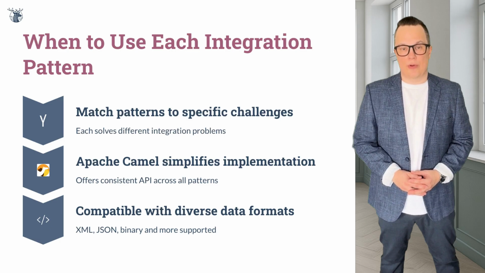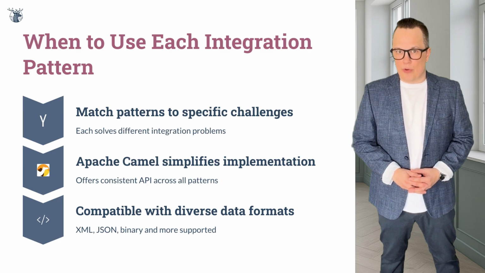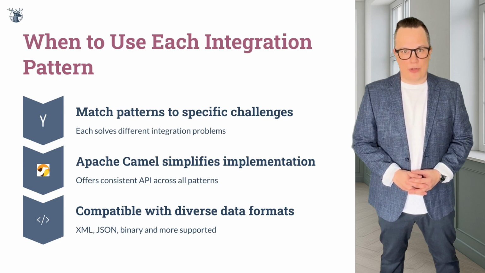Transformation is needed almost everywhere because systems rarely speak the same format, and aggregation is critical when you need to wait for multiple inputs before taking action. So how do you actually implement these patterns in code? That's where tools like Apache Camel come in.